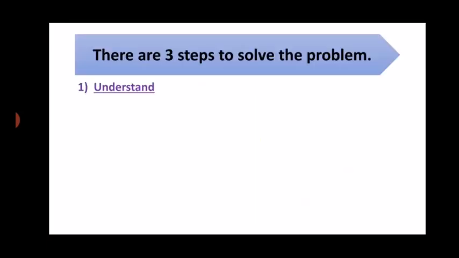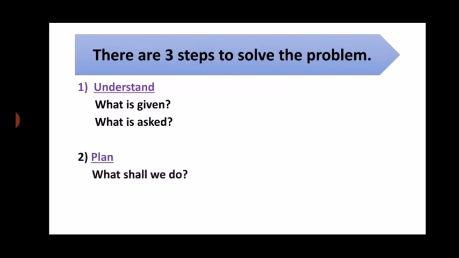Now children, there are 3 steps to solve the problem. First is understand. Understand means what is given, what is asked. Then the second step is plan, which means what shall we do to solve the problem. And the third step is to solve. So now start solving the sum after collecting the above information through stories. Let's solve the word problem step by step.